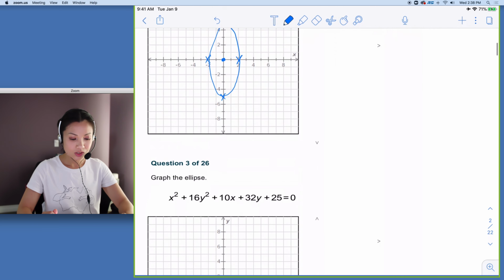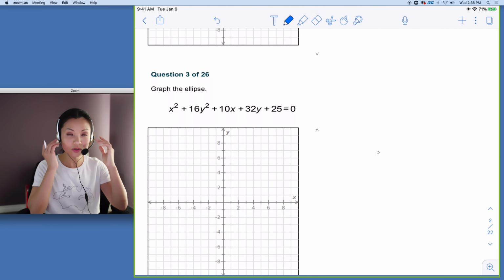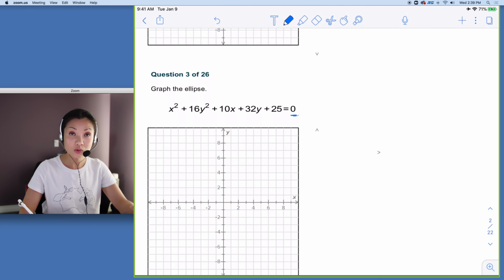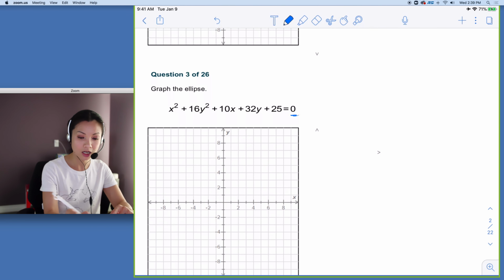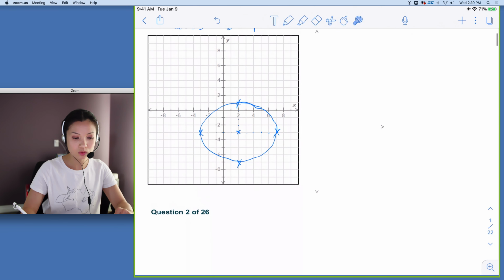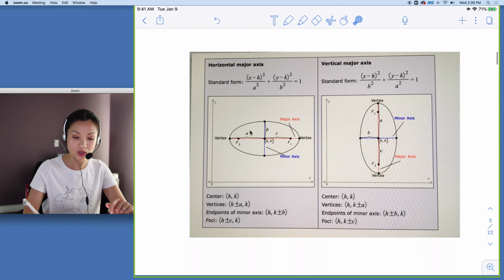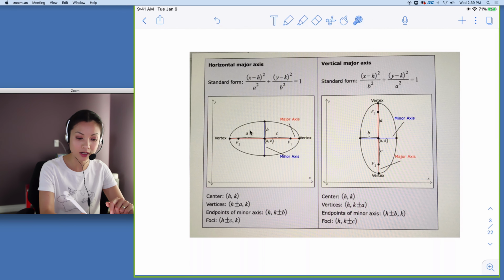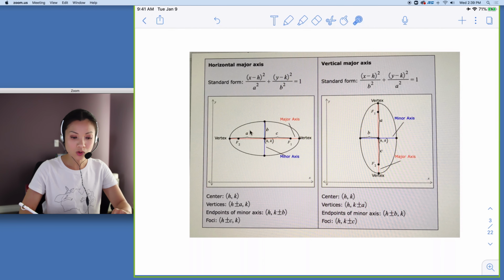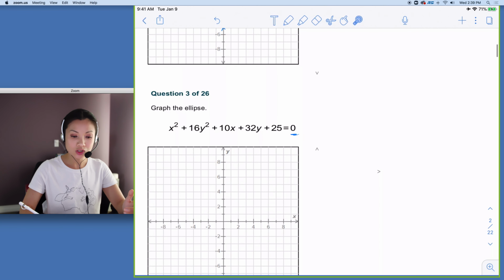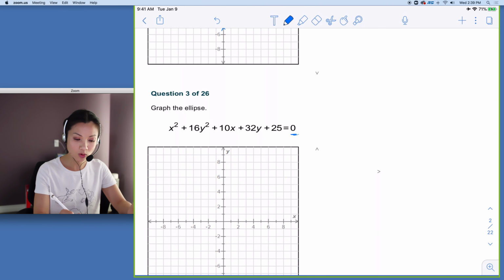Okay, now this one you see right here, we do not have 1. Not only that, we have coefficients in front of these numbers. In the standard form, we don't have the coefficient in front except for 1, 1, and 1. So what we have to do is rewrite the equation so we can get it into standard form. How do we do it? We're going to complete the square.